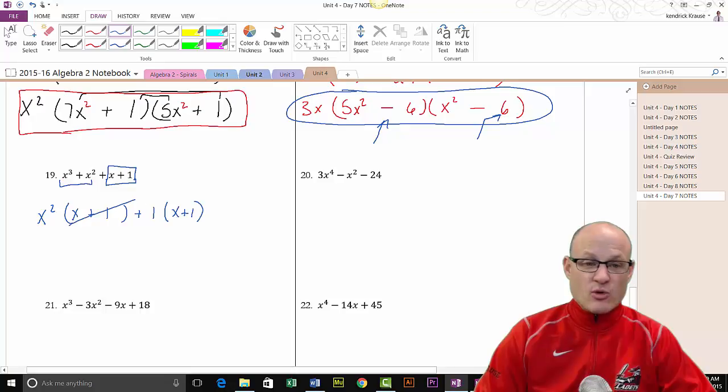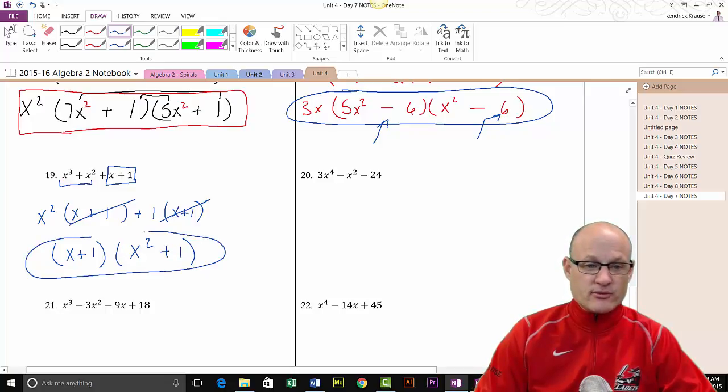So now they have an x plus 1 in common. That's my first set of parentheses. My second set of parentheses is whatever's left over, which in this case is just x squared plus 1. Since that's a sum of perfect squares, I can't do anything with it, so I'm finished.